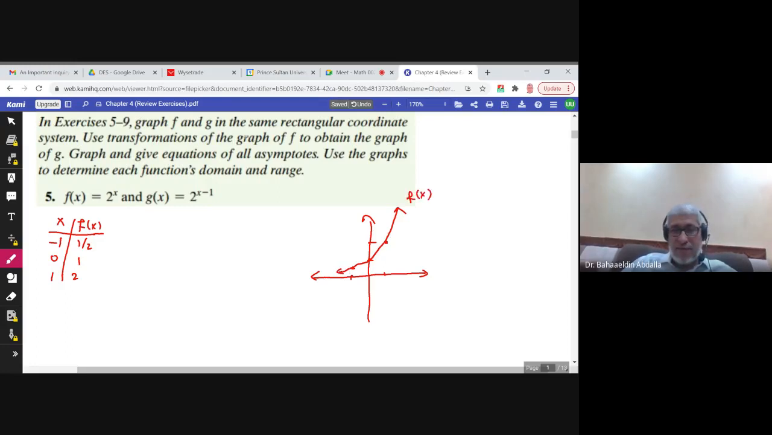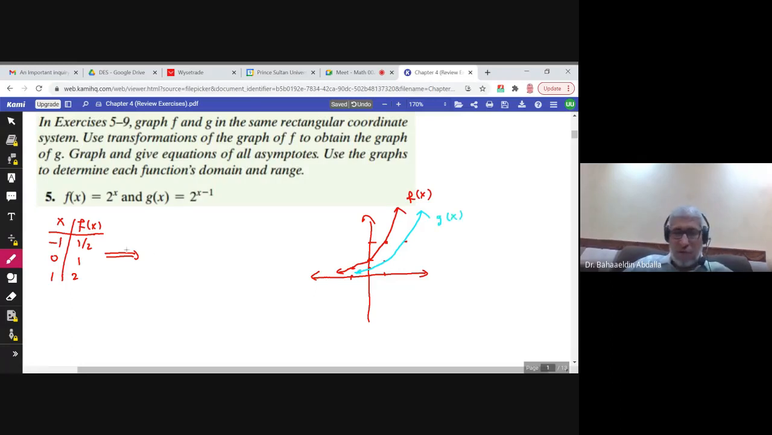Now, in the same rectangular coordinate system, graph g of x, which is f of x minus 1. There is only minus 1 here. What does this minus 1 change? We take the graph of f 1 unit to the right. Take this point here, this point here, this point here, and sketch the graph. Okay, so you can sketch the graph of this function easily, like this. This would be the graph of g of x.